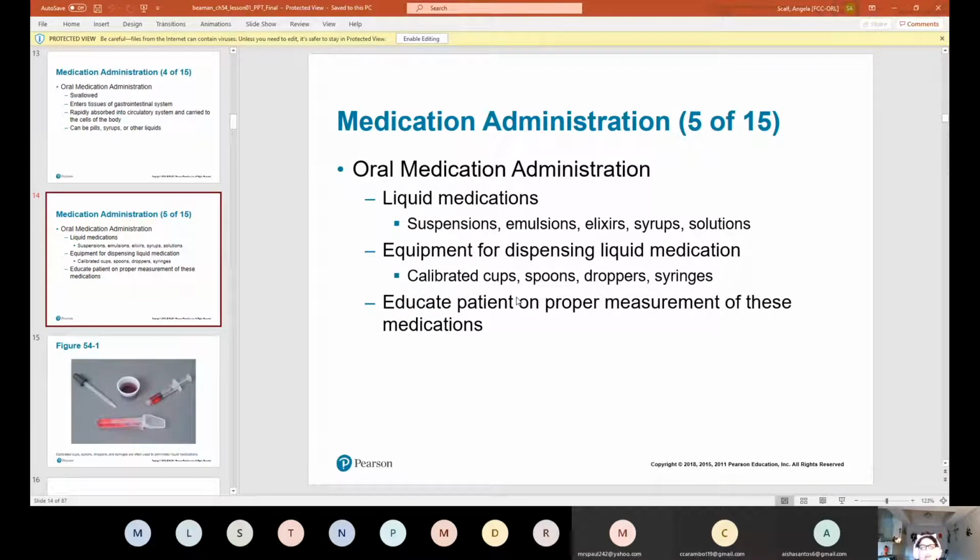Liquid medicines come in many forms. There's suspensions, emulsions, elixirs, syrups, and solutions, oh my. And we'll learn about all of those when we do pharmacology.